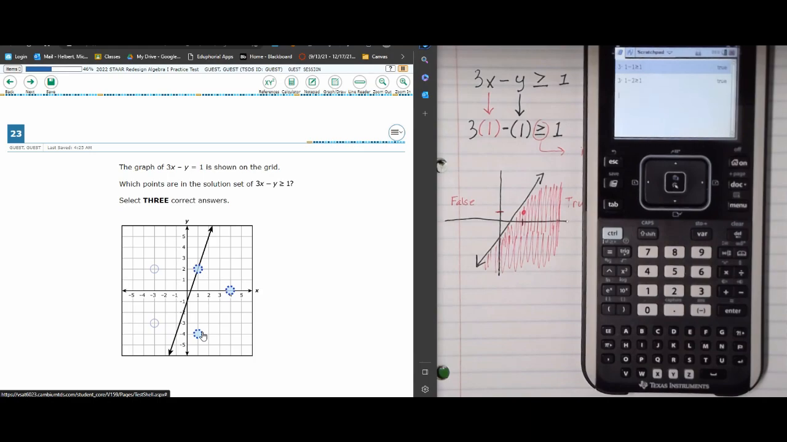Go ahead and pause this video and then move to number 24 and see if you could do that on your own and get it correctly before watching it any further.